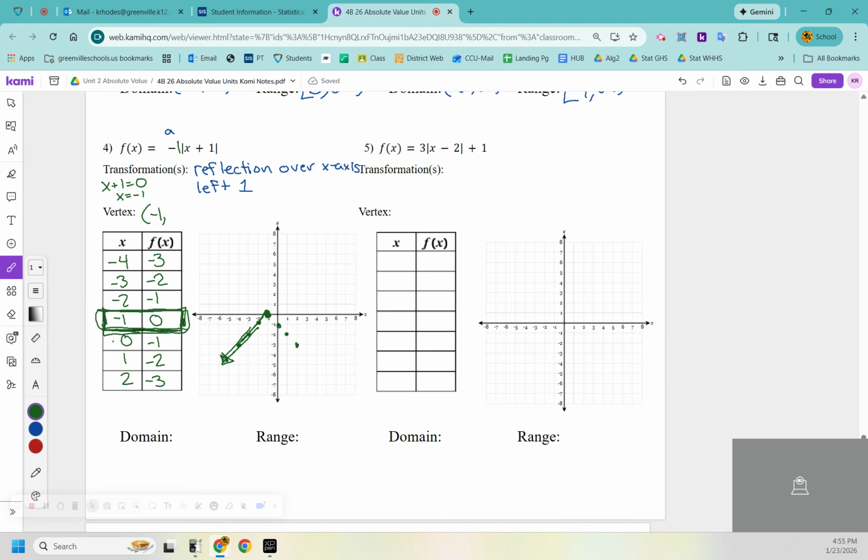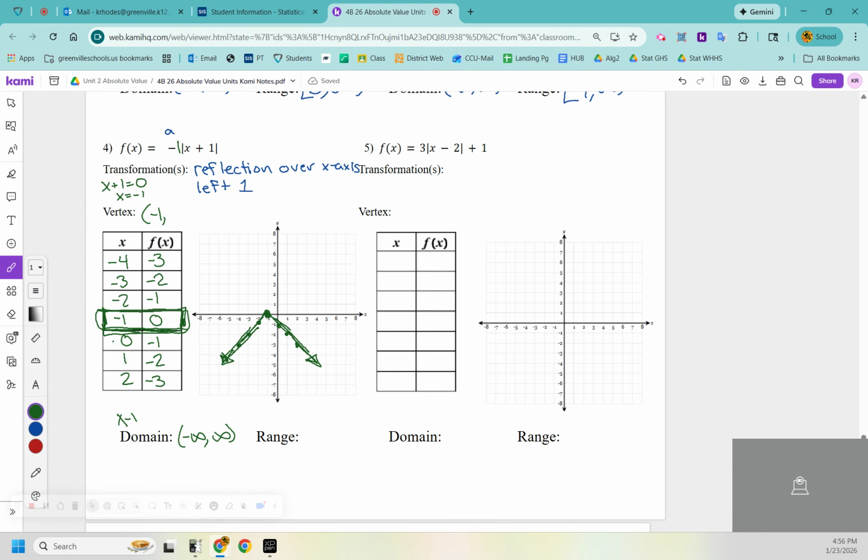Worst case scenario, you have absolutely no idea how to graph this on the test. You can sit there and plug in negative 1, negative 8, negative 7, negative 6, negative 5, and you'll start getting points and graph all of them. Domain and range, negative infinity to infinity.